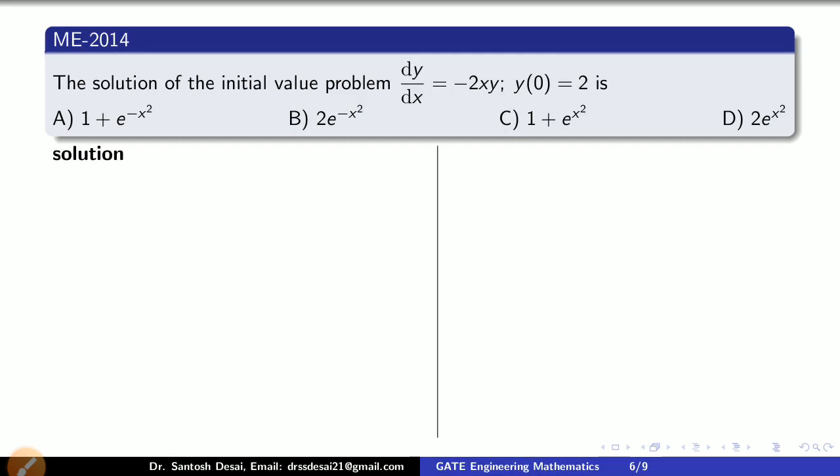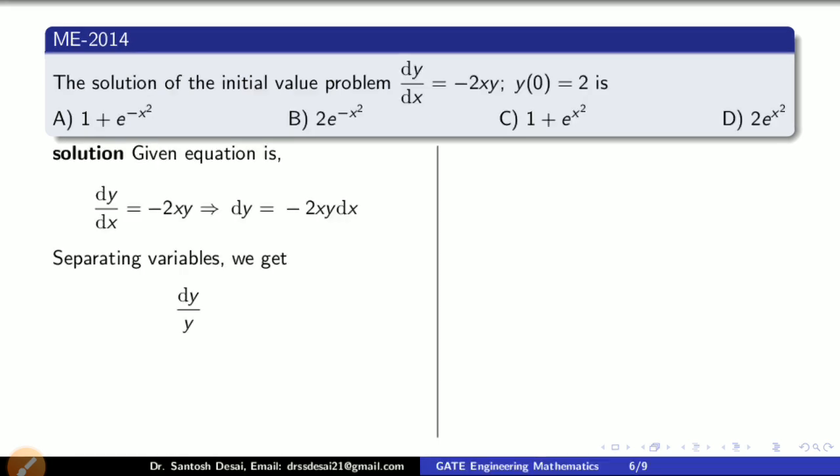So let us take the equation dy by dx is equal to minus 2xy. First we rewrite this as dy is equal to minus 2xy dx. Now we separate the variables. Here you note that dy and dx are in the numerators. Now we shift all the terms of y to the side of dy and shift all the terms and functions of x to the side of dx. So by separating we get dy by y is equal to minus 2x dx. Now here the variables are separated, so we just integrate this.